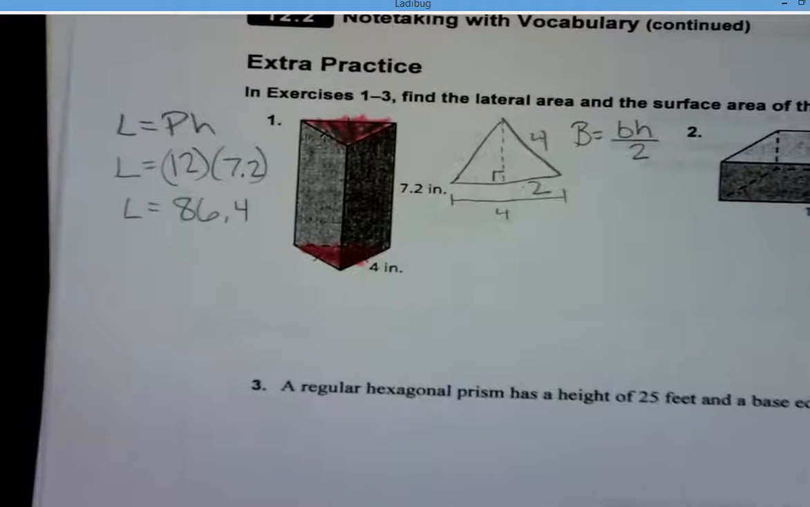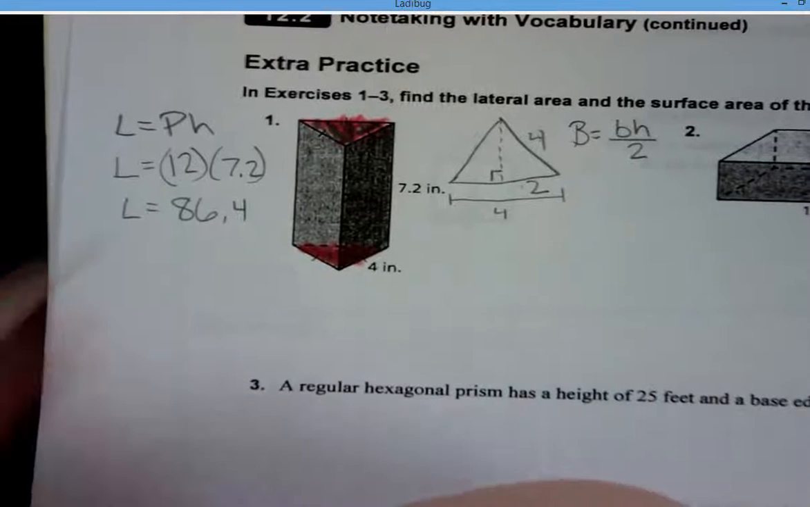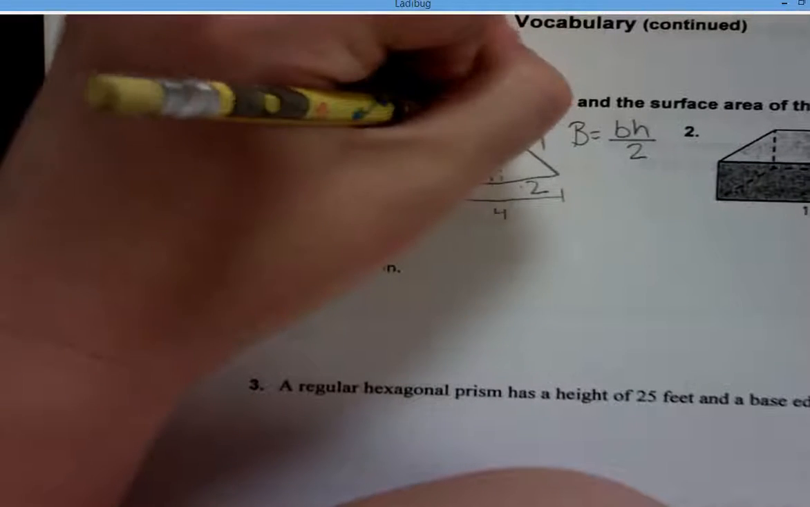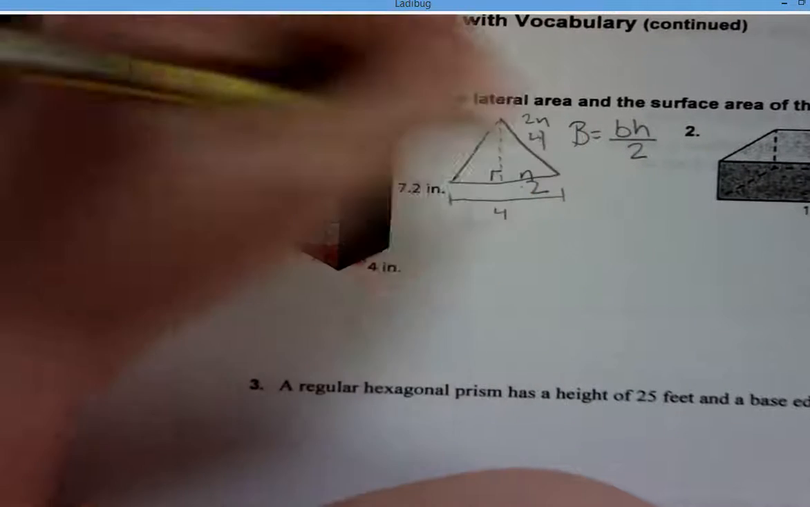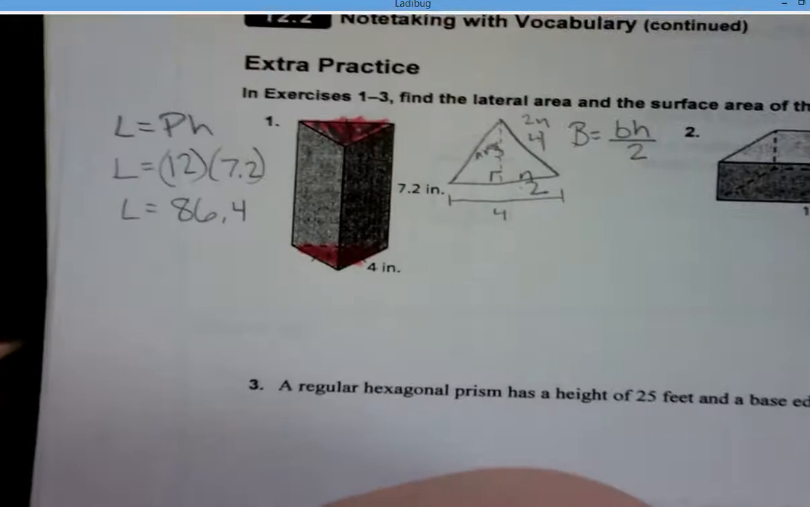Wouldn't it be 2? It is 2 root 3. So it would be 2 if this was our n, but this is a 30, 60, 90 triangle. This is 2n. This is n. This is n root 3.